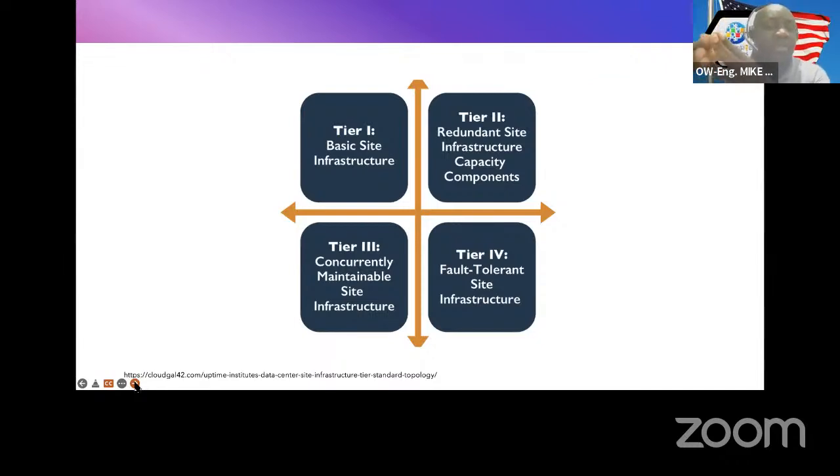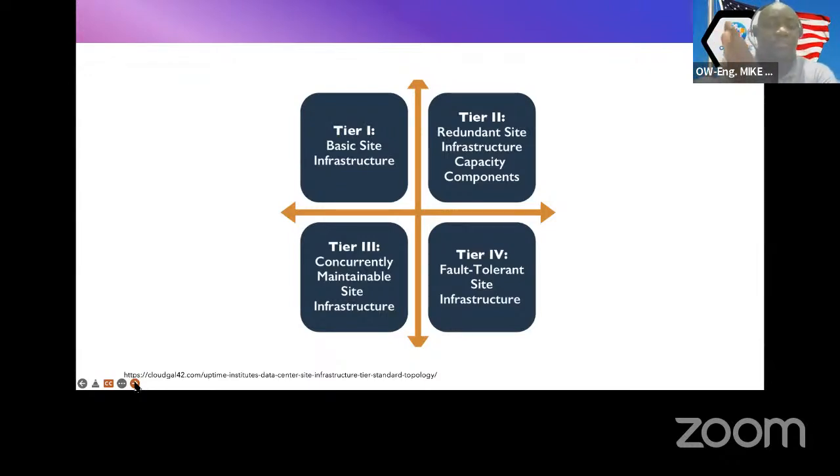Then Type 3 is concurrently maintainable site infrastructure. So Type 3 means we have technicians on site who can take care of maintenance, or it also has an infrastructure where you can manage your maintenance remotely. You can maintain your services or your servers while you are very far from the location where the data center is. Now we have Type 4, which is fault tolerant site infrastructure.